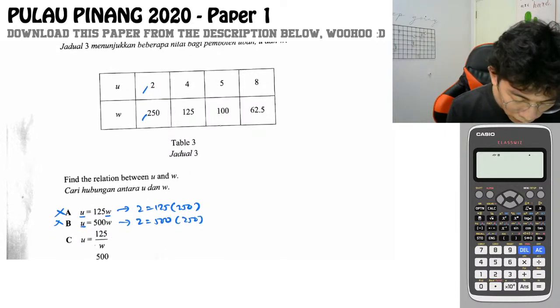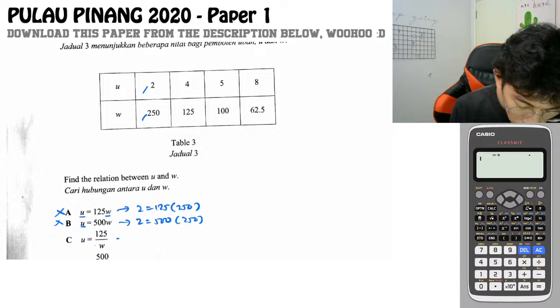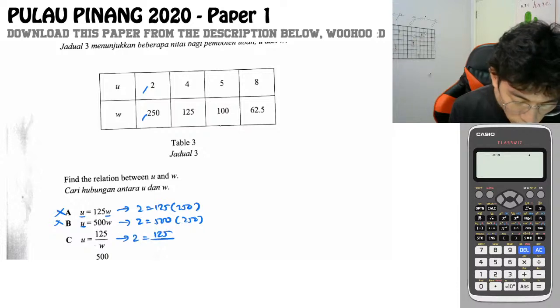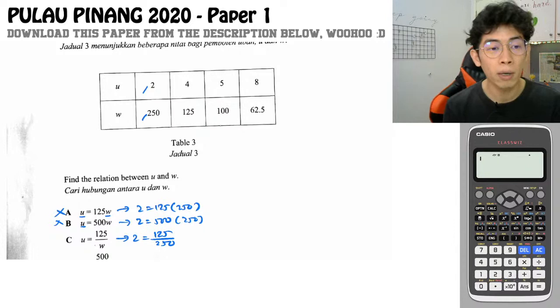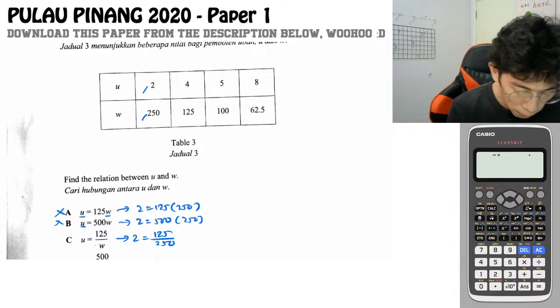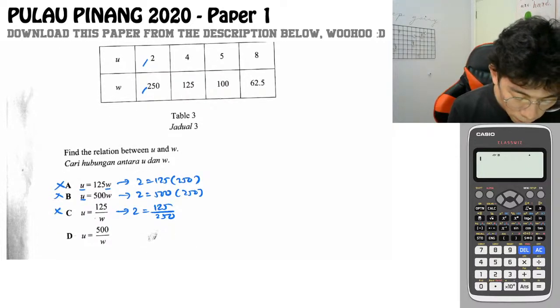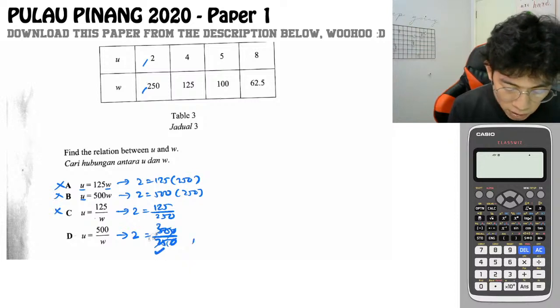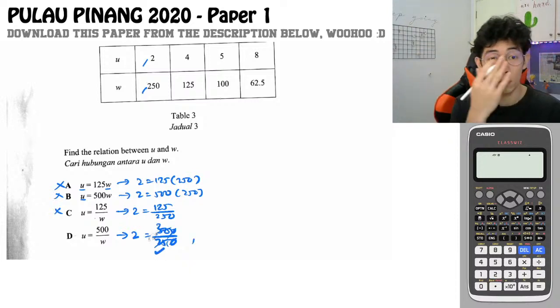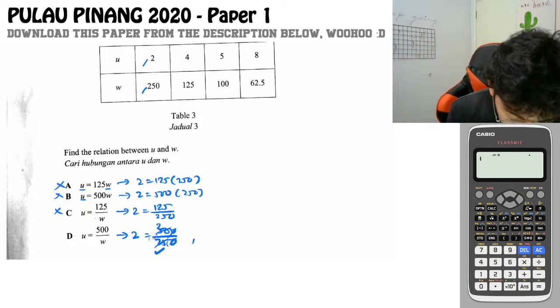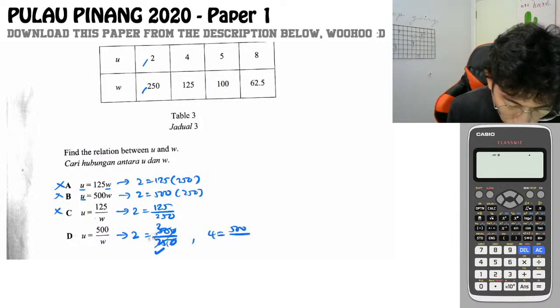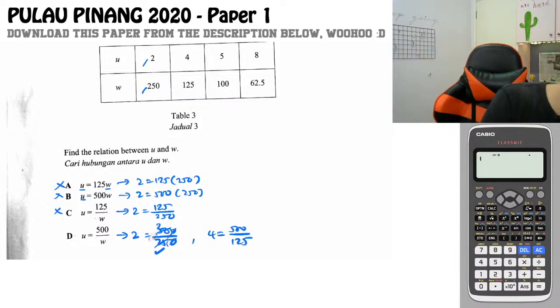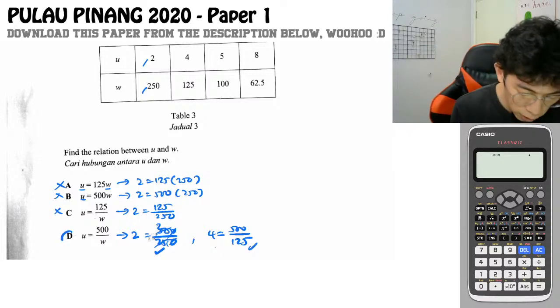Wrong. Then we try the next one, U is 2 and 125 over... cannot, you get a fraction 0 point something, where can it be? Cannot. Then D we try, U is 2 and then 500 divided by 250, can. Never mind, we check again, because in variation the rest of it you will get the same thing, right? So 4 equals 500 divided by 125, correct or not? 500 divided by 125. Yeah, nice. Correct. So the answer is D.